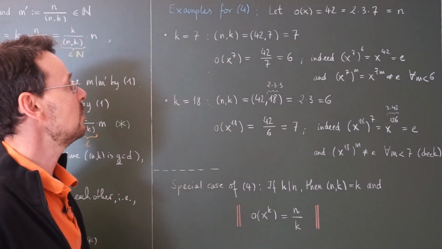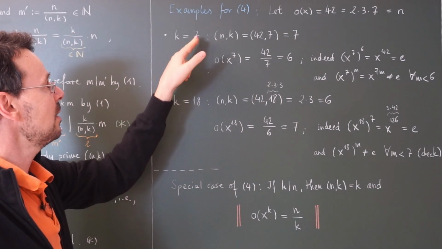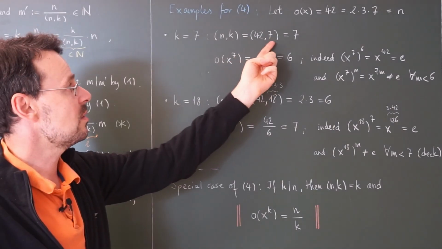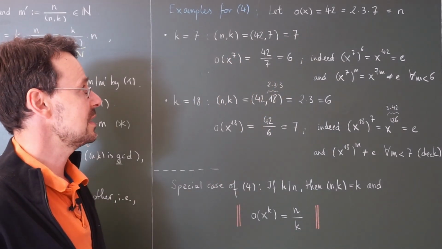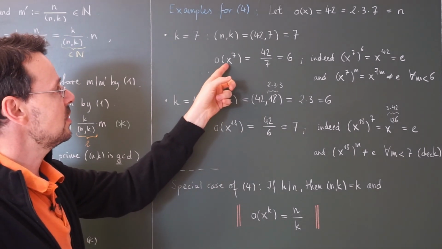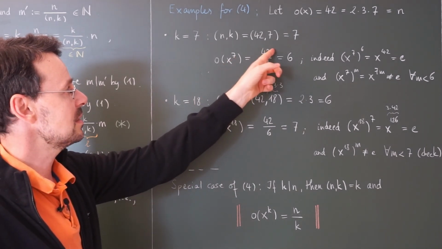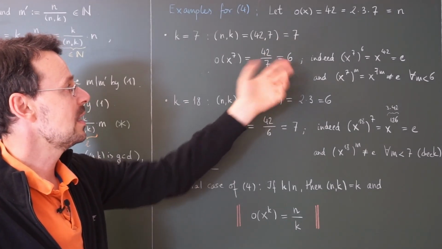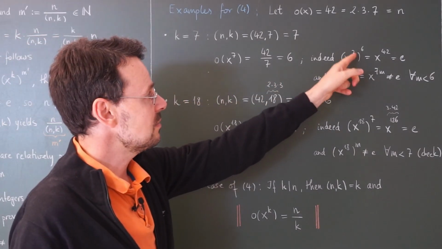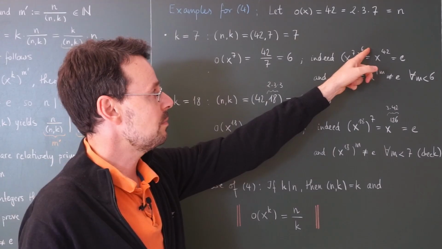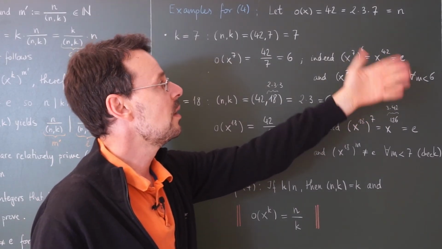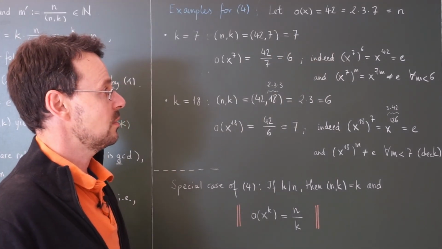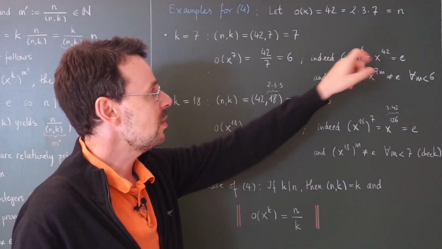x, is 42. Now, if I take k equal to 7, this is a divisor of n, so the greatest common divisor of these two, of course, is 7, and by the formula we just saw the order of x to the 7 is the order of x divided by the GCD, so 7, and we end up with 6. And indeed, x to the 7, this element here, to the 6th power is x to the 42, which is clearly the identity, because the order of x is 42, and 6 is the smallest such number.